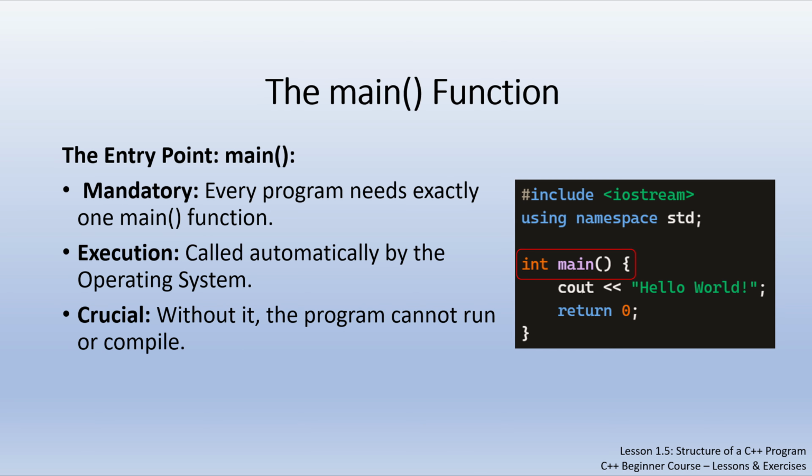Every C++ program must have exactly one main function. This serves as the absolute entry point of your program. When your compiled application runs, the operating system executes it by calling main first. Inside the curly braces, you will write the actual instructions your program executes. If this function is missing, your code simply will not run.